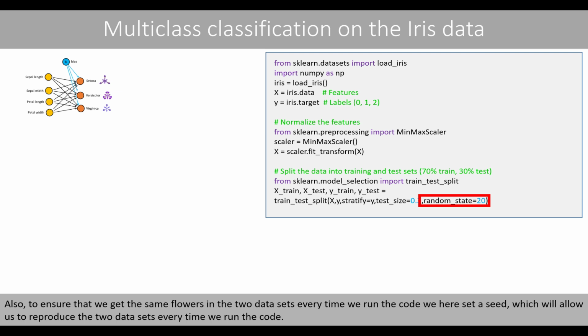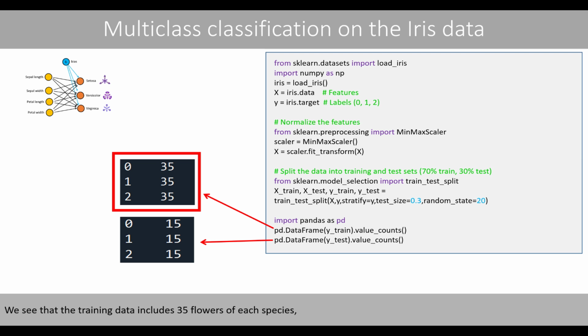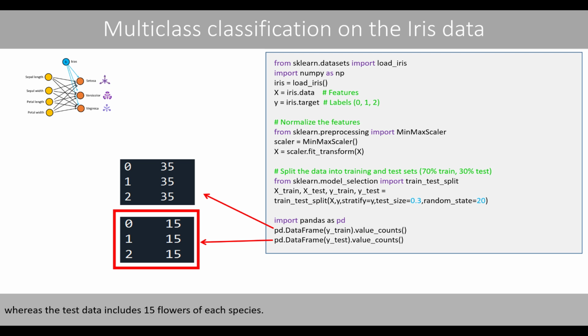Also, to ensure that we get the same flowers in the 2 datasets every time we run the code, we here set a seed, which will allow us to reproduce the 2 datasets every time we run the code. Let's print how the training and test dataset look like. We see that the training data includes 35 flowers of each species, whereas the test dataset includes 15 flowers of each species.